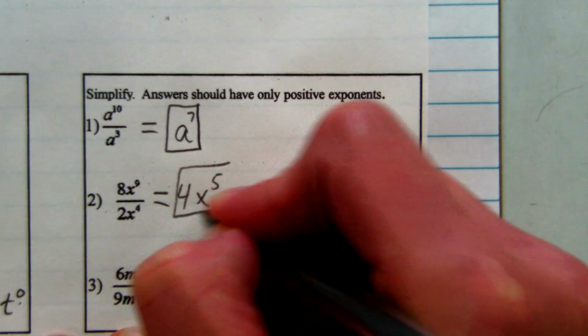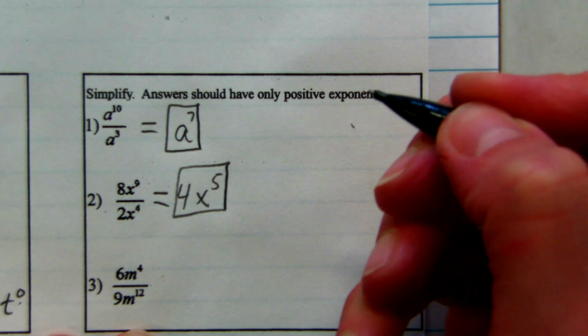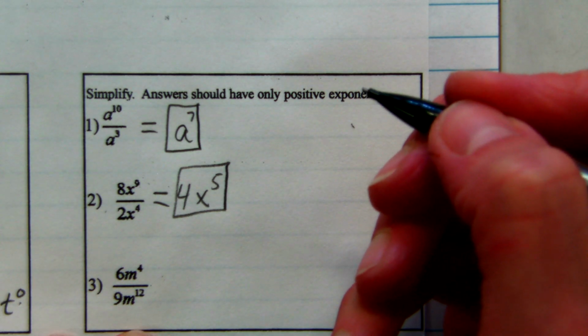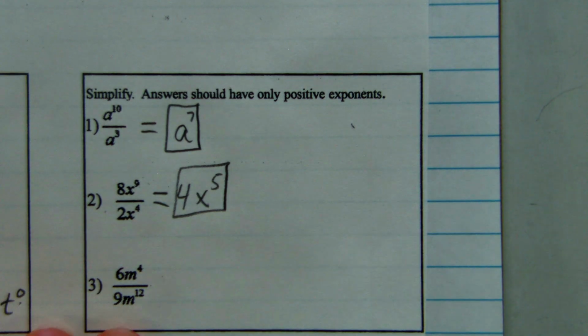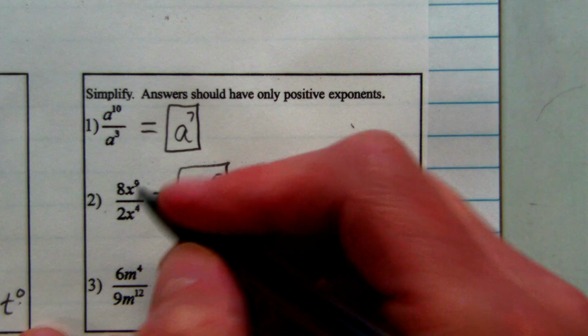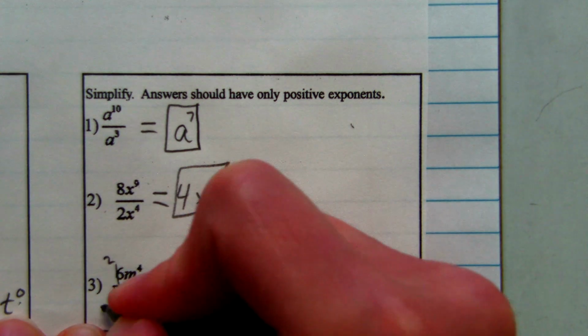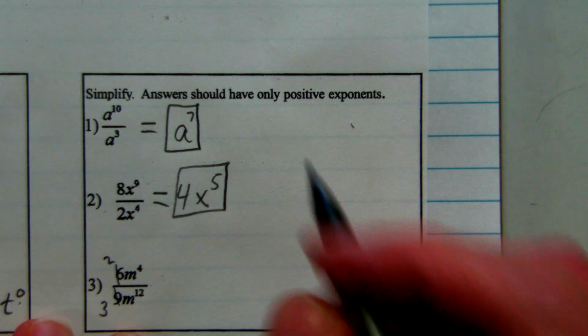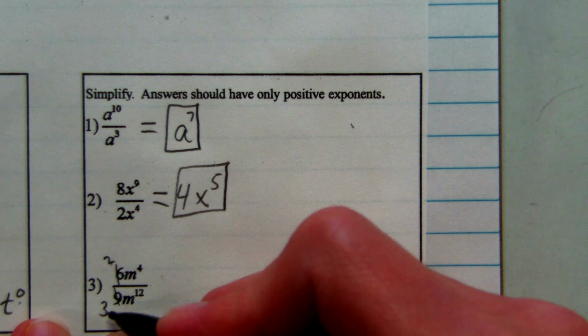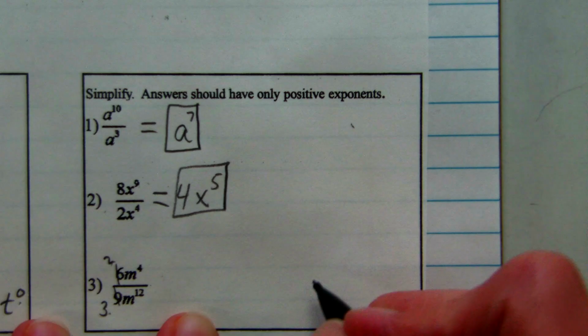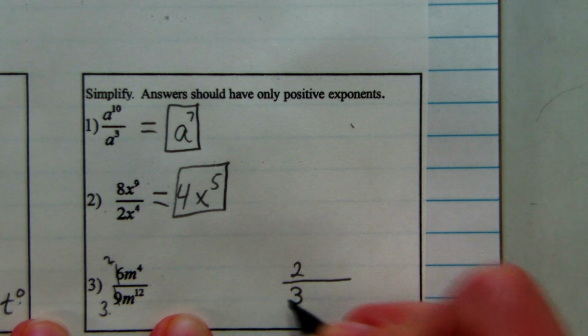Now number 3 is a little bit tricky. So let me explain what's going to happen here. The 6 and the 9 we can reduce. They both divide by 3. So that's going to become 2/3. You can't get rid of it. It's going to become 2/3. So there will still be a 2 and 3 in the fraction.